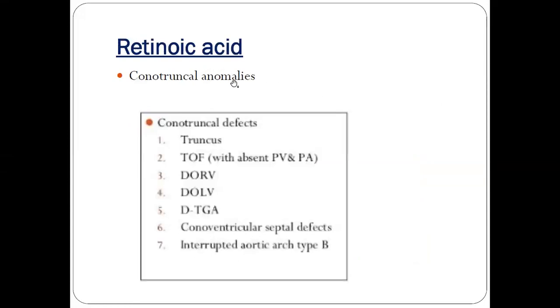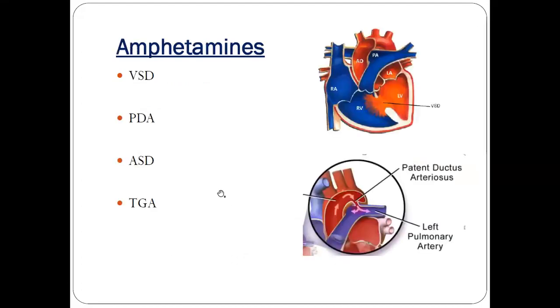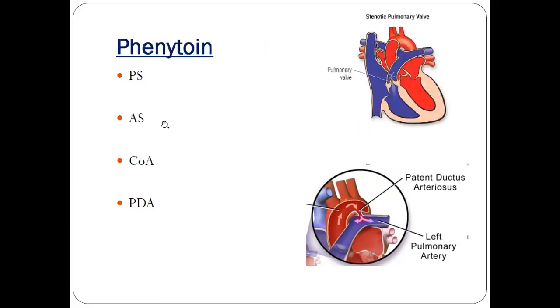Retinoic acid, that is vitamin A, can cause conotruncal anomalies. These conotruncal anomalies are tetralogy of Fallot, truncus arteriosus, double outlet right ventricle, double outlet left ventricle, transposition of great arteries. Amphetamine exposure can lead to VSD, ventricular septal defect, patent ductus arteriosus, ASD, and TGA. Phenytoin can cause pulmonary stenosis, aortic stenosis, and coarctation of aorta.